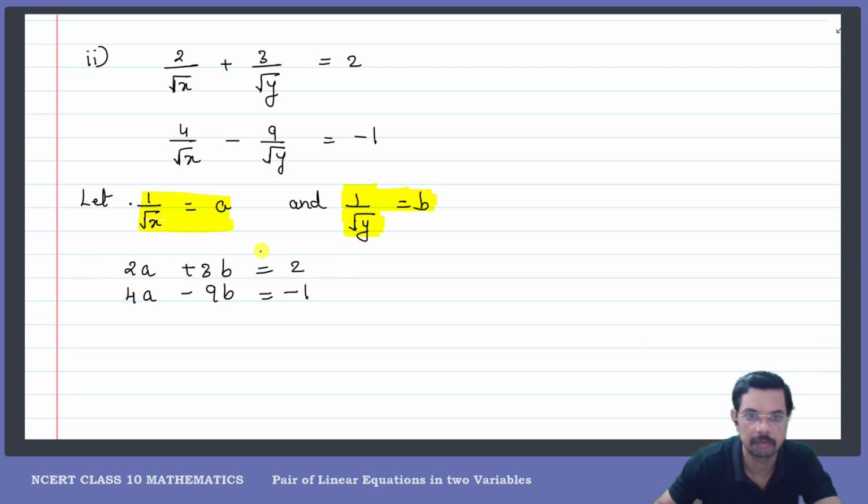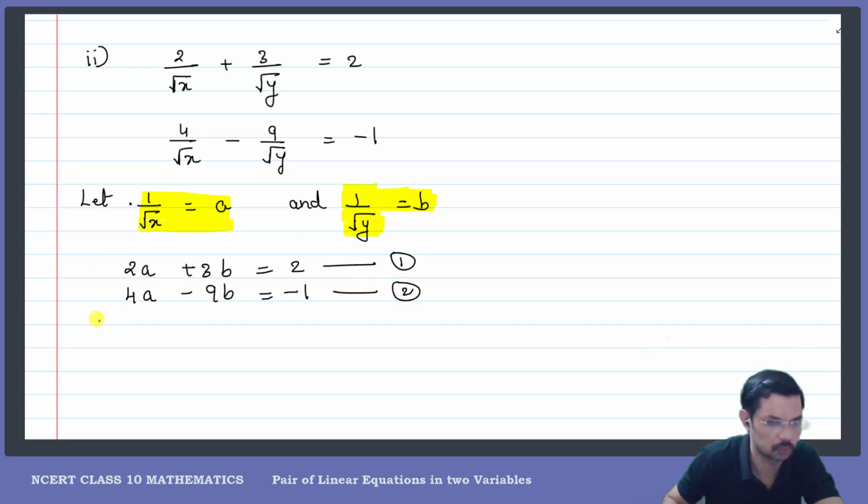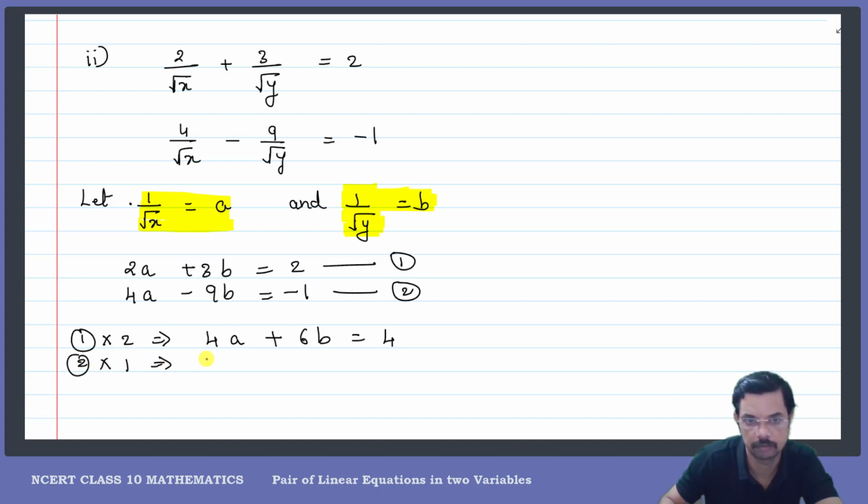The first equation can be multiplied by 2, so that I can make the coefficients of a equal. This is the first equation and this is the second equation. So equation 1 multiplied by 2, what do we get? 4a plus 3 2s are 6b equal to 4, and the second equation will be multiplied by 1. So I get 4a minus 9b equal to minus 1.